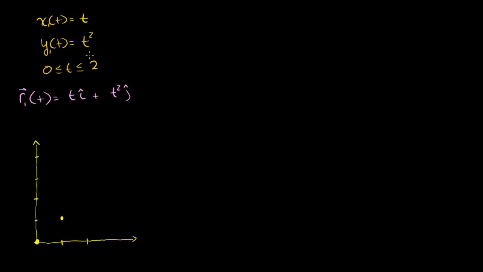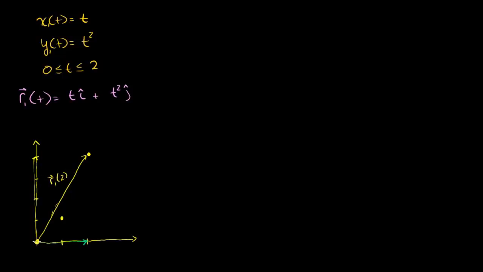And then at t equals 2, we're going to be at 2 times i, which is this vector right there, plus 4 times j, since 2 squared is 4. If you add these two vectors, heads to tails, you get a vector whose endpoint is right there. The vector is going to look something like this. Just to make it clear what we're doing, that's r1 of 2.